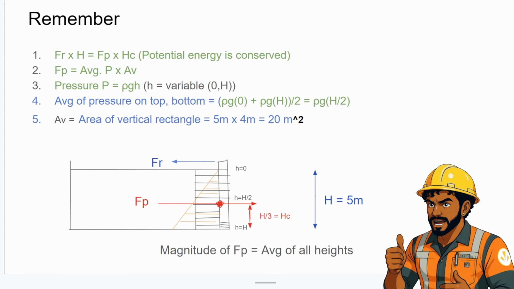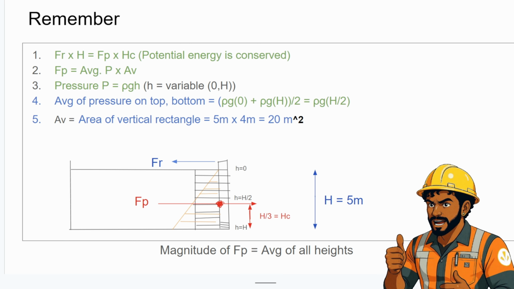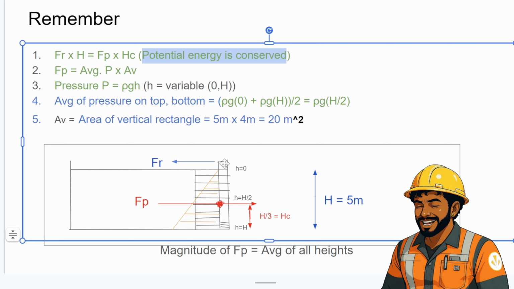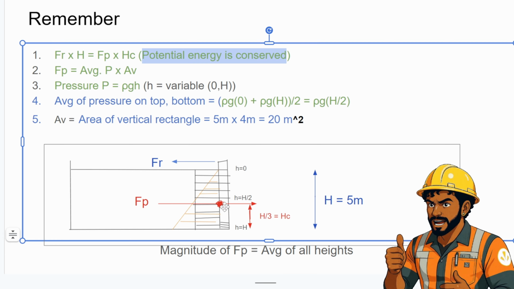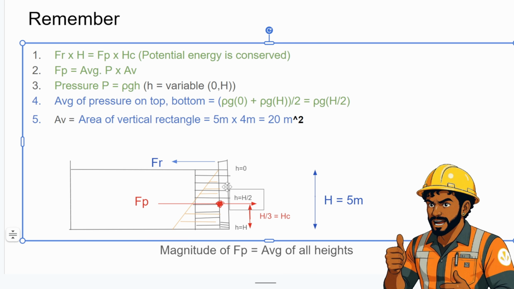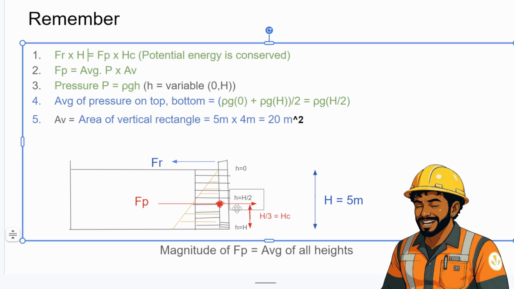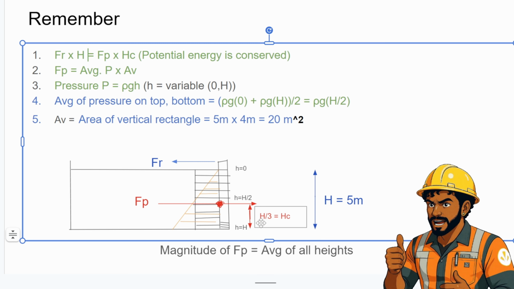So in order to solve this problem effectively, here are the things that you need to remember. For problems like this, where a gate is resisting fluid, the potential energy is conserved because the forces are acting at different heights, one at the top of the gate, the pressure force at the centroid of the pressure triangle. You cannot directly do equilibrium of forces. You need to use the potential energy conservation equation like this. So Fr times the height of this gate is equal to Fp times the height at which the pressure force is acting, which is nothing but the centroid of this triangle, Hc, which is H by 3, 1/3 times the height.